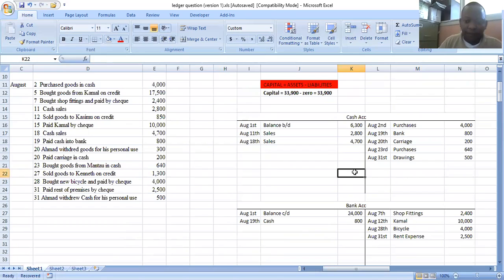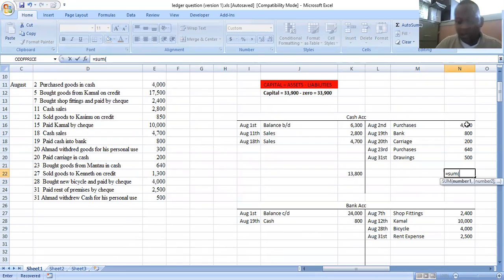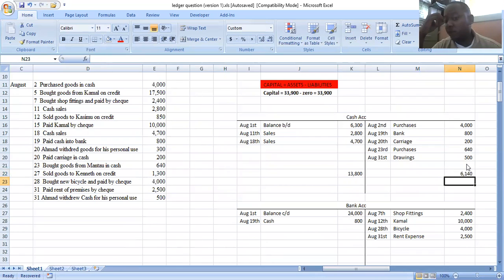As you can see, we begin with our cash account. Cash account, the total on the debit side is equal to 13,800, whereas the total on the credit side is equal to 6,140.